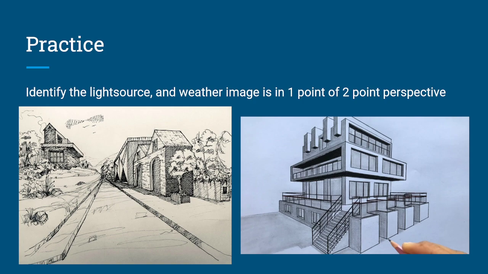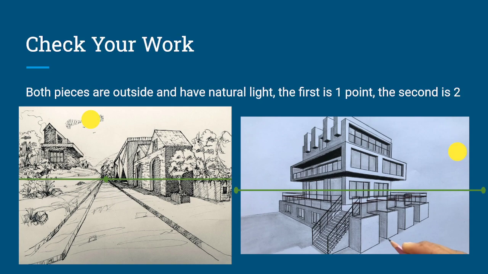Awesome. Go ahead and pause the video if you're not ready, but I'm going to go to the answers. So our first image is in 1-point perspective. We can see that everything recedes back to that 1 point on the horizon line that I've marked here in green. So this is our horizon line, this is our point, and all of our buildings, all of our street go back here. Our light source is this big yellow circle.